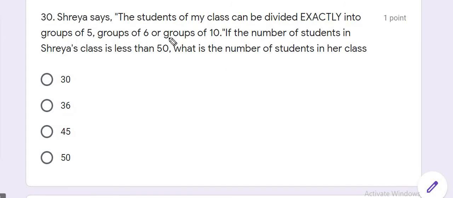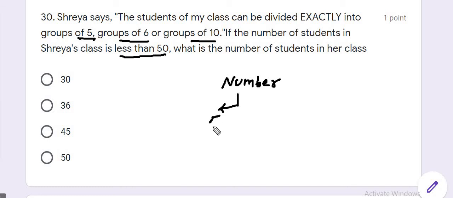Question 30. Shreya says students of my class can be divided exactly into groups of 5, groups of 6 and groups of 10. If the number of students is less than 50, then what is the number of students in our class? As the number is less than 50 and divisible into groups of 5, 6 and 10, that means the number is divisible by 5, by 6 and by 10. So out of these four numbers, which number is divisible by 5, 6 and 10?